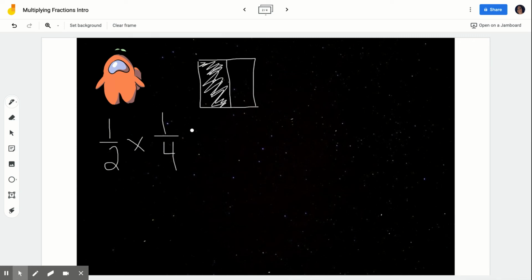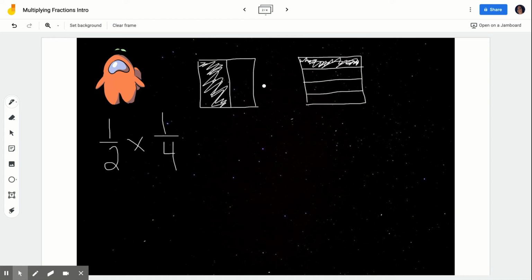Now let's take a look at the second fraction. That is asking us to model 1 out of 4. So now we need 4 parts. I'm going to start by breaking it this way. Now we need 4 parts, and we're going to shade 1 out of 4, and it doesn't really matter which one we decide to shade.